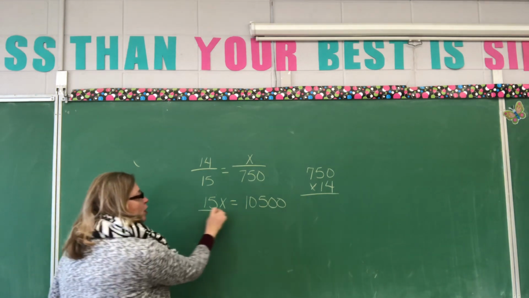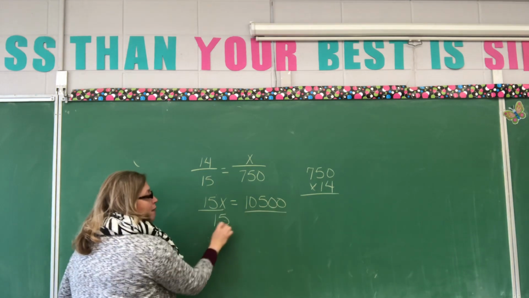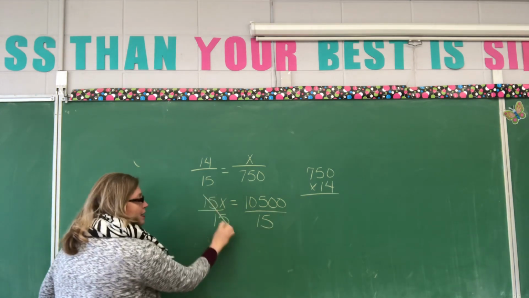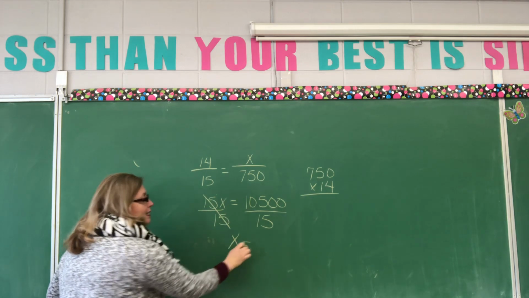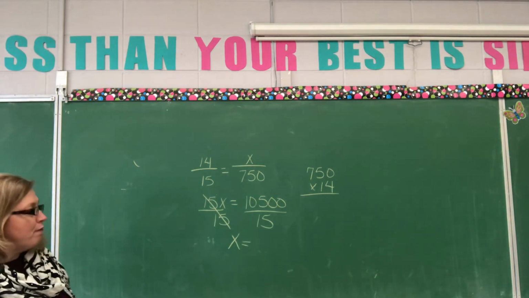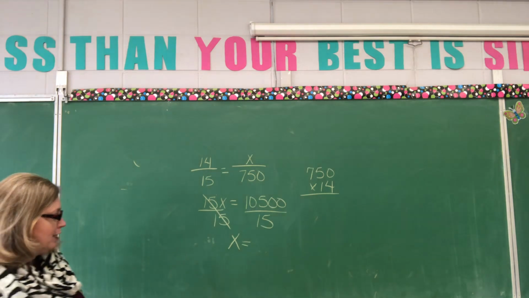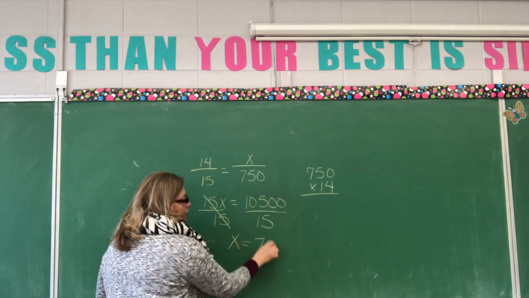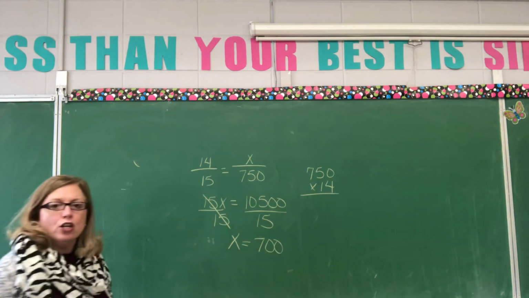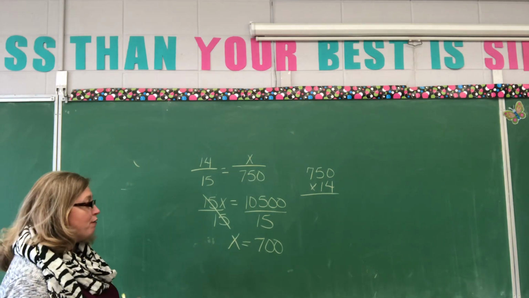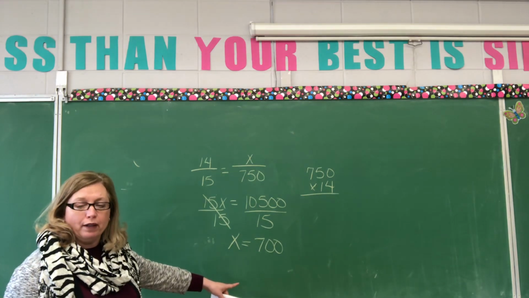Well, it's very simple, isn't it? We'd simply divide by 15. This cancels out, giving us x. Now we say 10,500 divided by 15, and it goes into it 700 times. So the total number of sycophants was 700.